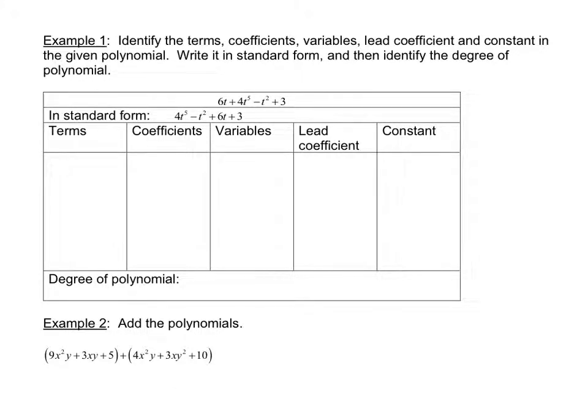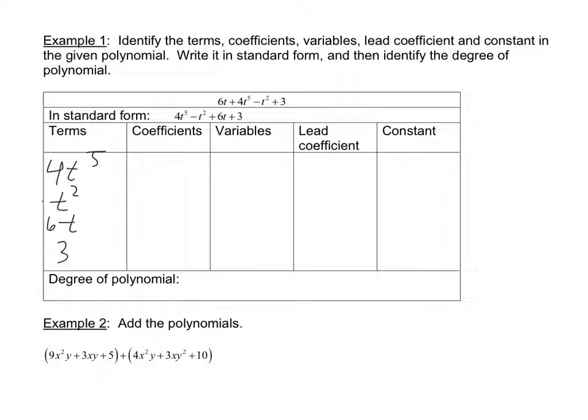Alright guys, today's goal is to be able to add and subtract polynomials, okay? So first we need to identify things here. The terms are just all the individual parts. So you have 4t to the fifth, negative t squared, 6t, and 3.